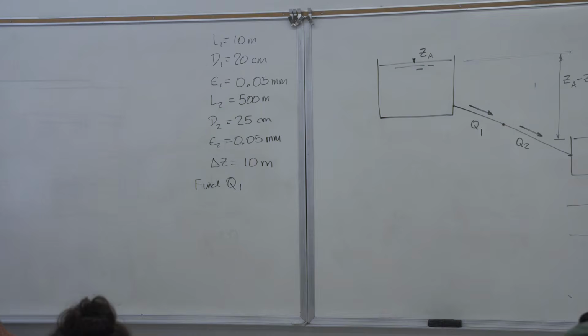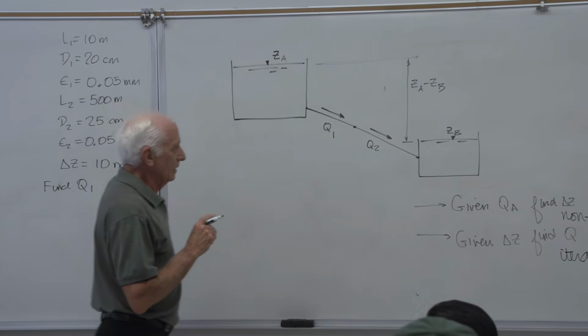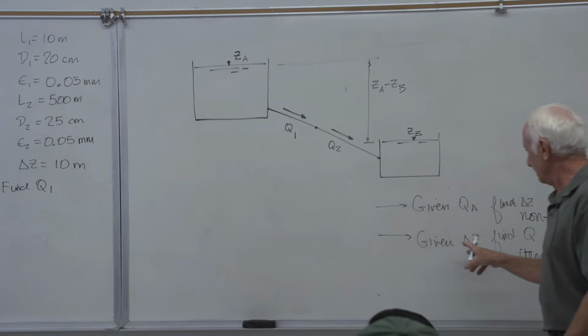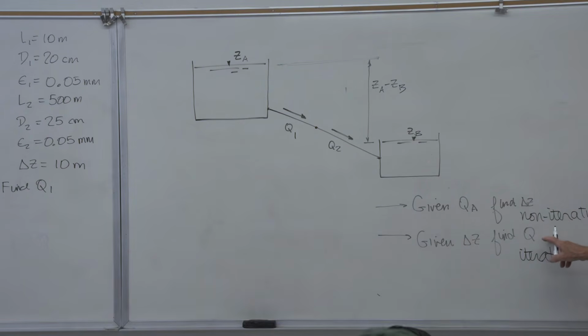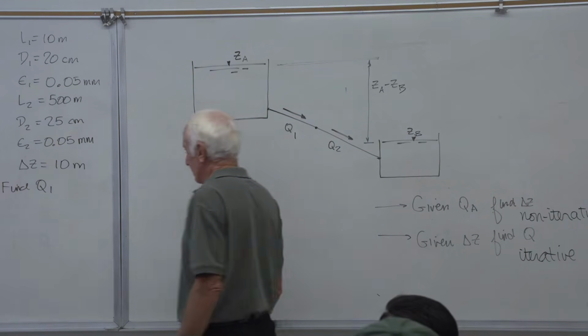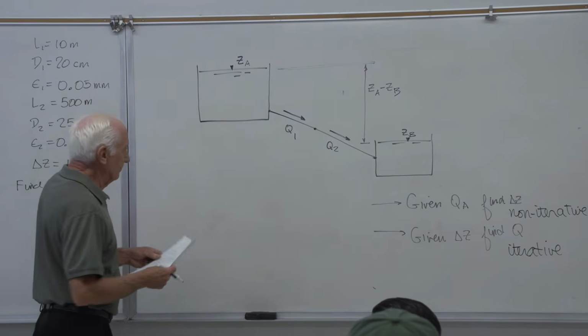Okay, so the first thing to do is classify the problem. All right, we've got 2 reservoirs, got it. We're given what? Oh, delta Z, got it. We're asked to find what? QA, okay. Uh-oh, it's iterative. That's not the easy one. The easy one's a non-iterative problem. Okay, so we start out.